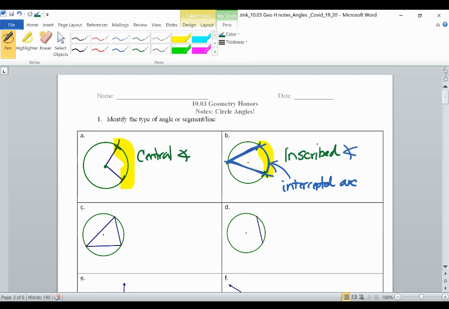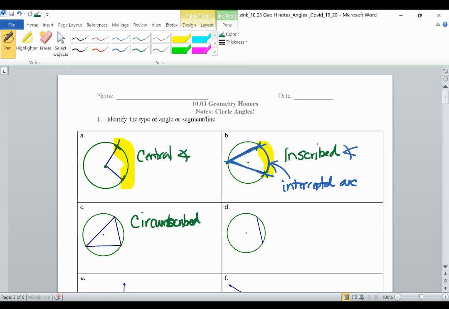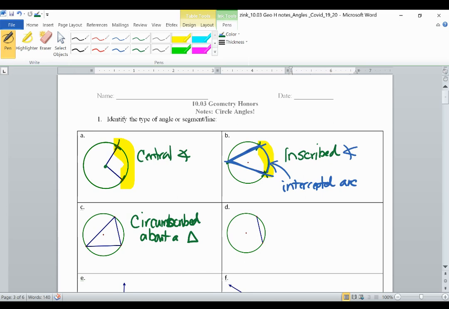This one is just taking a triangle, and it's circumscribed about a triangle. So you can have inscribed or circumscribed. This is a circle circumscribed about a triangle.